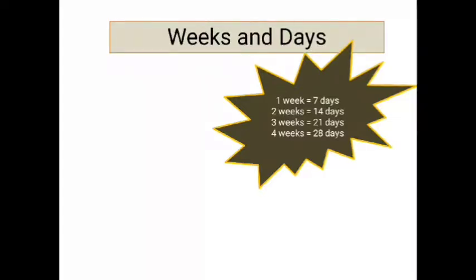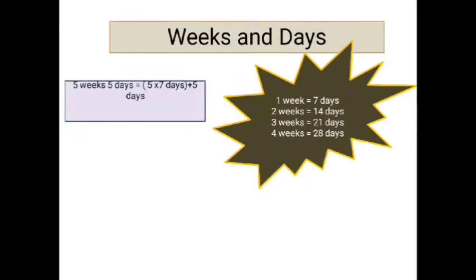Alright, let's see the first question. Now let me ask you, how many days in 5 weeks, 5 days? Do you know how to count it? Yes, we multiply the weeks first. We change the week into days. So 5 times 7 days equals 35 days. Plus 5 days, 35 days plus 5 days equals 40 days. There are 40 days in 5 weeks and 5 days.